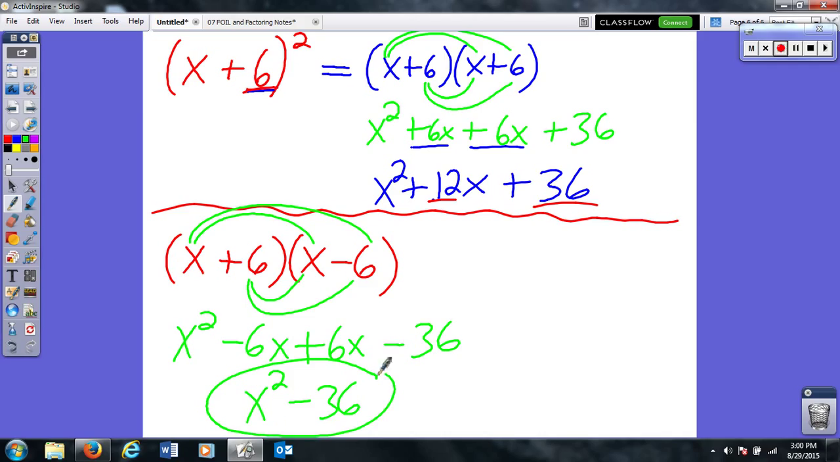And this is called a difference of 2 squares. So we got x squared, 36 is 6 squared, and difference means subtraction, so this is the difference of 2 squares.